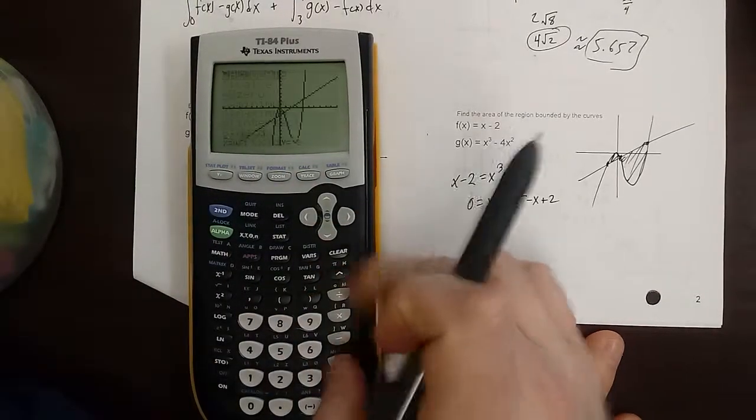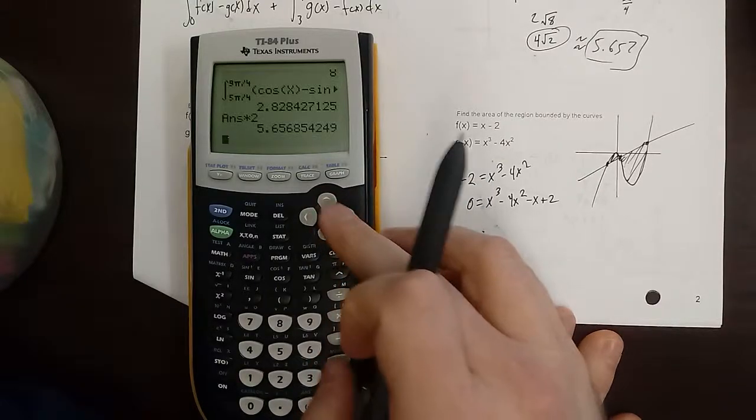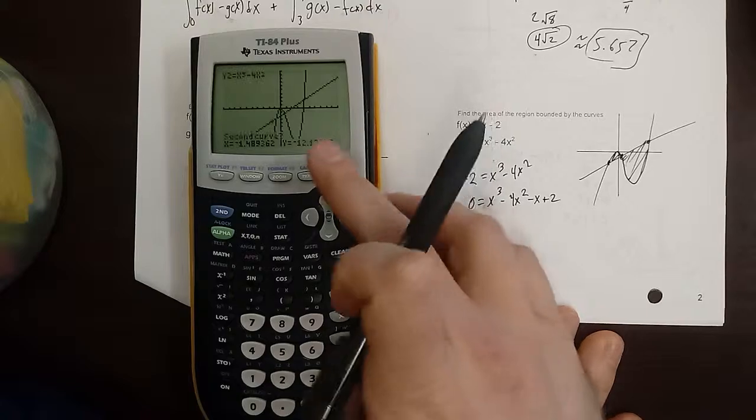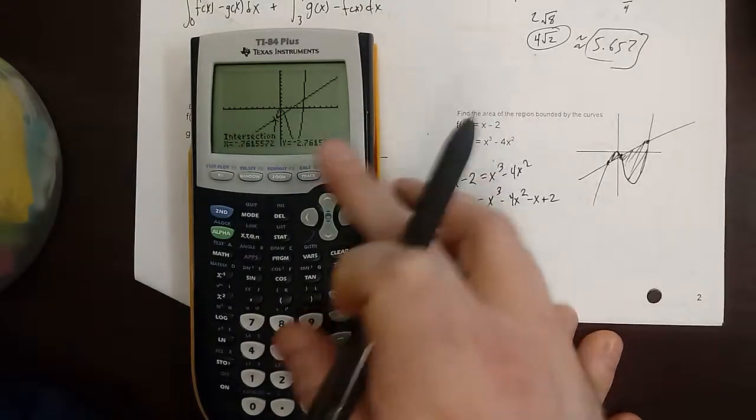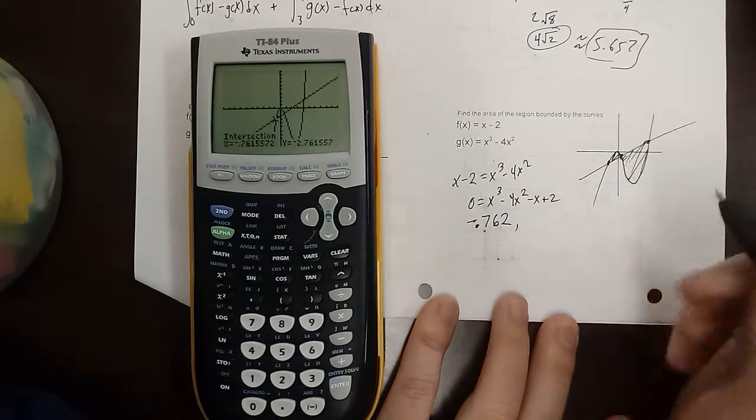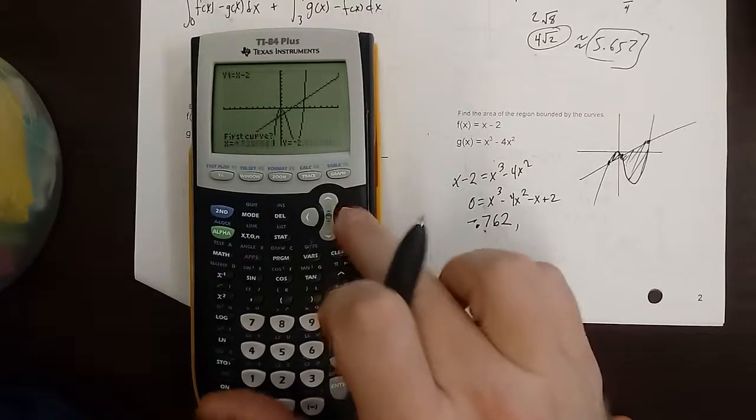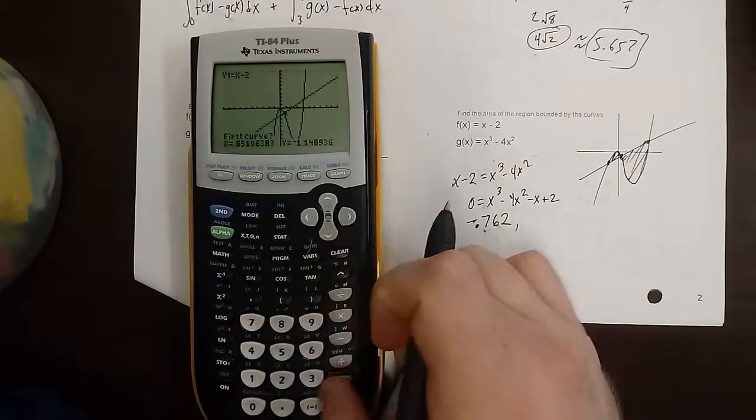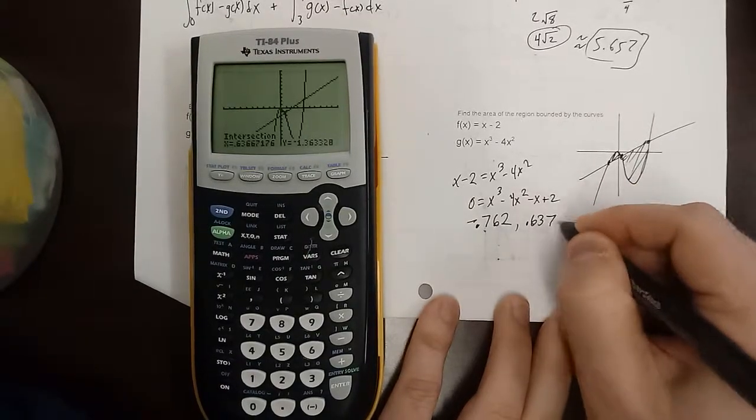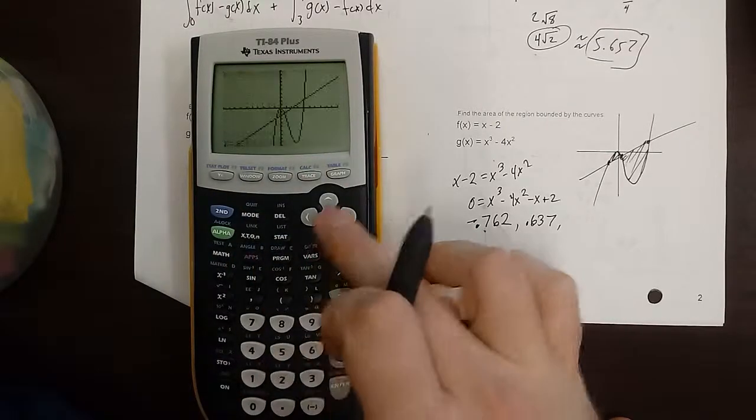So earlier when I said I expect you to be able to do this stuff by hand, true, to a point. Oh, missed. All right. That happened because I guess I didn't go far enough. There we go. All right, so our first one is negative 0.762. Our next one, okay, I'm just doing that little intersect trick. I'm going to try to be close to it. Got it. Let's see, 0.637, and last one.